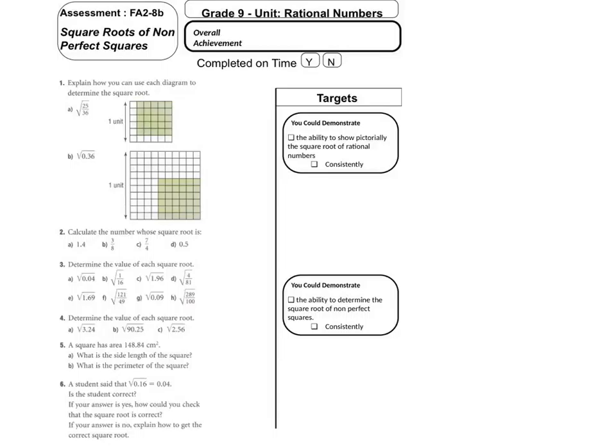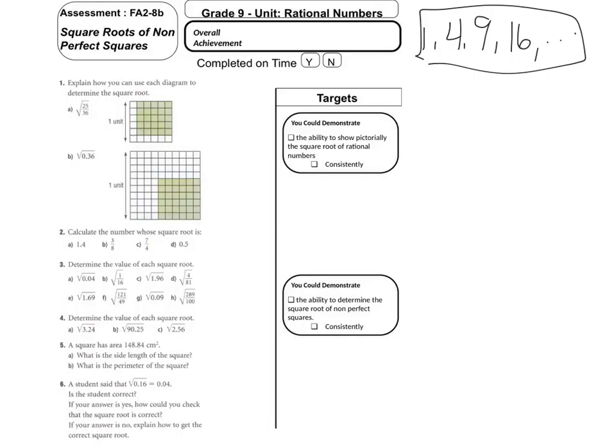So we're going to continue looking at square roots of non-perfect squares. So remember, the perfect squares will be your numbers such as 1, 4, which is 2 times 2, 9, which is 3 times 3, 16, which is 4 times 4, and so on. So these are our perfect squares. We're looking at non-perfect squares.